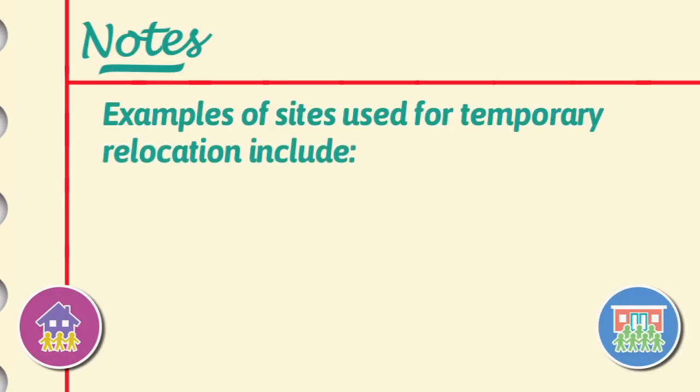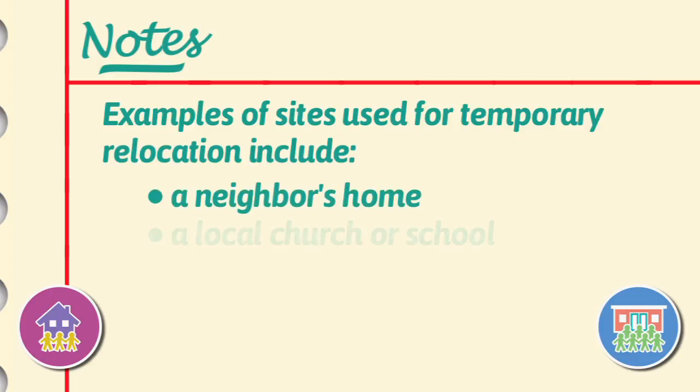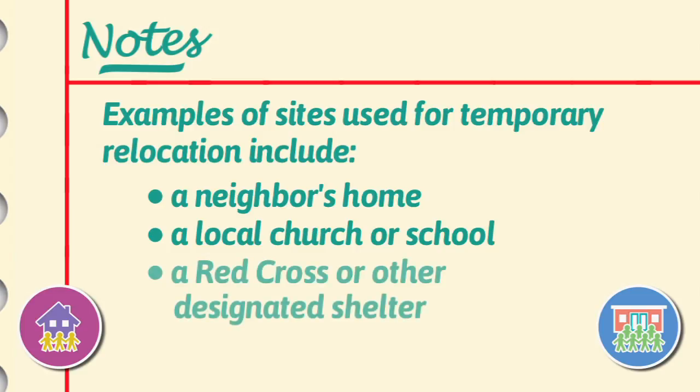Some examples of sites used for temporary relocation include a neighbor's home, a local church or school, or a Red Cross or other designated shelter. The families of every child in your care should be informed in advance of where your relocation sites are, since it may be impossible to contact families directly during an emergency.